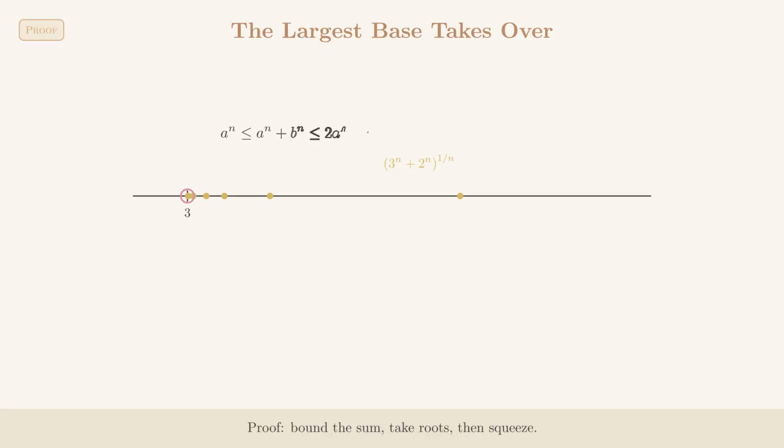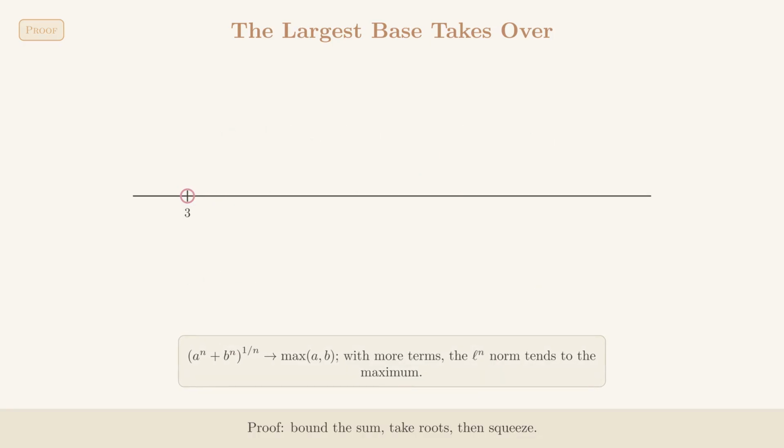Now, rigorously, take a to be the larger base. The sum lies between a to the n and twice a to the n, and taking nth roots preserves that order. The lower end is a itself, here exactly 3. The upper end is a times the nth root of 2, and the nth root of 2 tends to 1, a special case of the root limit we already proved. Both ends approach a, so by the squeeze theorem, the sequence is pinned to a, the largest base. The others leave no trace. Under the nth root, only the biggest base survives. With more numbers, the same holds, the maximum always winning out.